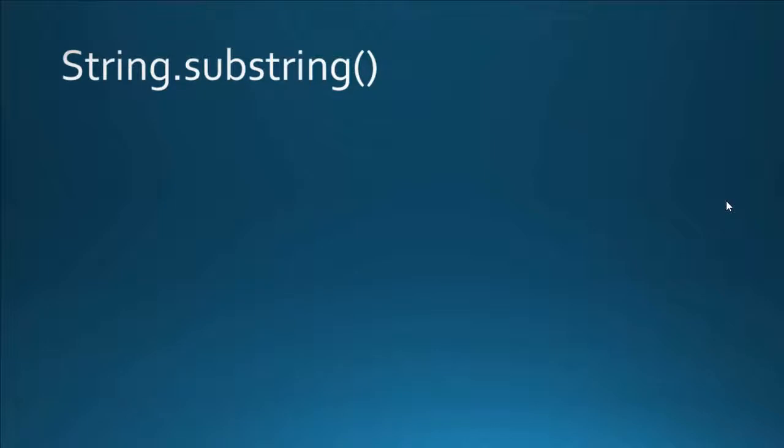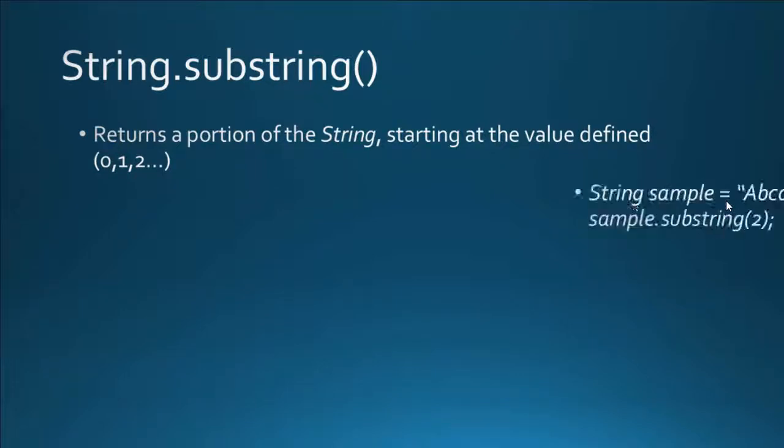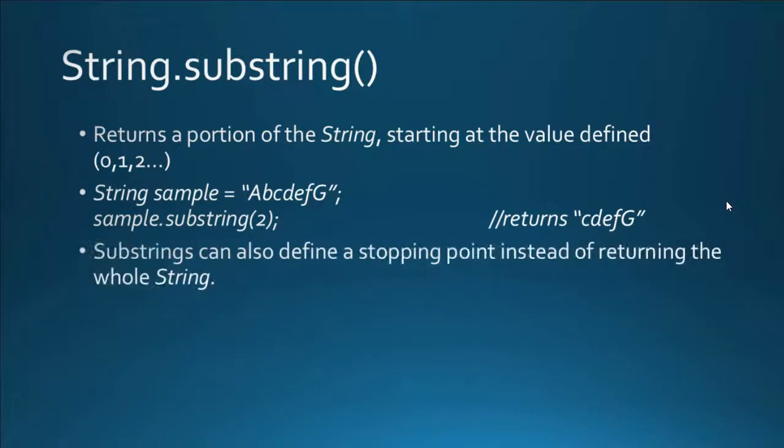We also have the substring method. This returns a portion of the string starting at the value defined, so 0, 1, 2, and so on. So here I have A, B, C, D, E, F, G. I'm going to do a substring of 2, and that is going to return C, D, E, F, G.